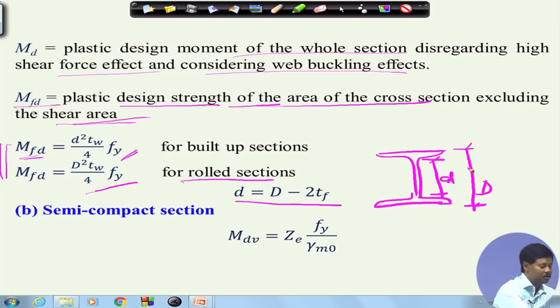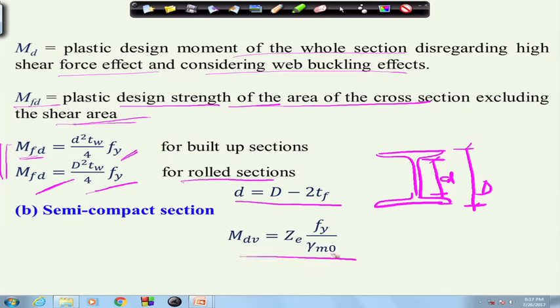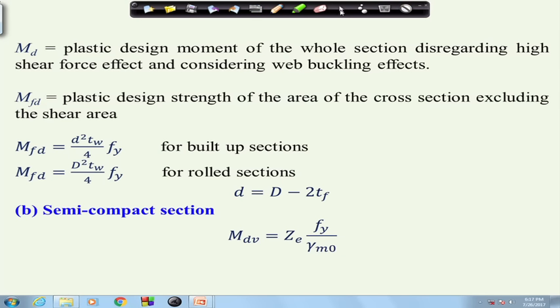So, Mfd can be found from this formula depending on the type of sections, and then we can find out the Md value and then Mdv. And for semi compact section, simply we can find out the value as Zd into Fy by gamma m0. So, for semi compact section with high shear, the Mdv value can be calculated from this formula, which is Zd Fy by gamma m0, right.